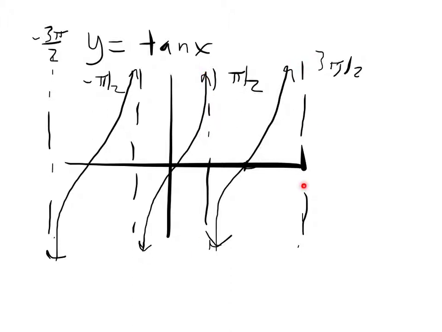Our domain, however, we're not permitted to put in any multiple of pi over 2, because we remember that the tangent is the y over the x, and at multiples of pi over 2, my x-coordinate would be 0 on the terminal side of the angle, and anything over 0 is undefined, and indeed that's why I get my asymptotes.